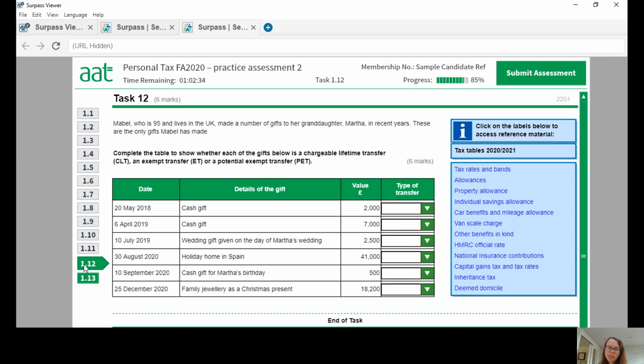Well, none of them are going to be a chargeable lifetime transfer because none of them mention the word trust. They're all gifts to her granddaughter, so none of them are going to be a CLT. An exempt transfer just means it's categorically exempt because maybe we've used some of our lifetime exemptions. Because at this point we don't know how long Mabel is going to live. She's already 95. If it's a potentially exempt transfer, it means that there's some tax implication if Mabel dies within the next 7 years.